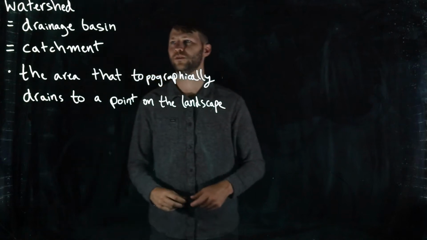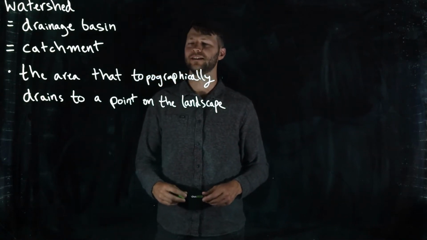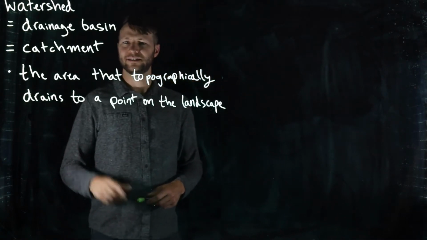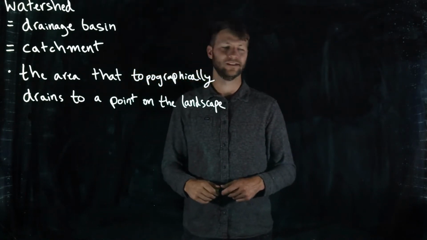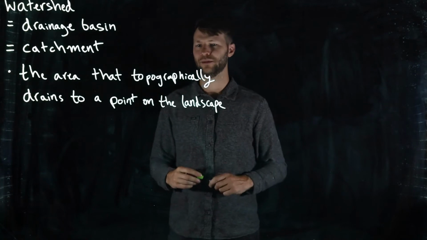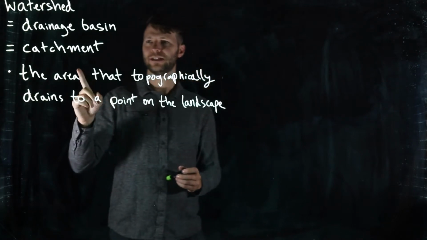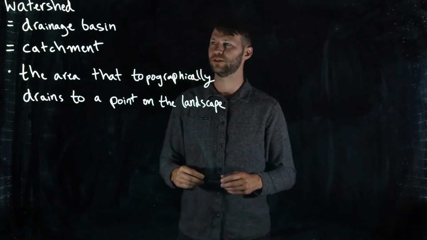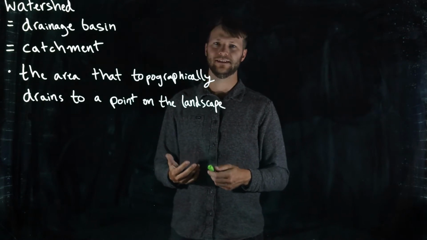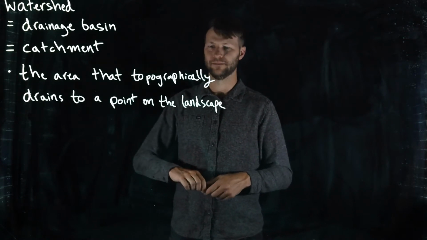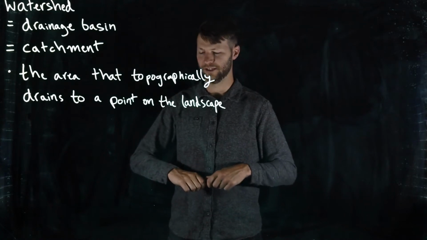Okay, so what is a watershed? A watershed is the area that topographically drains to a point on the landscape. I'm going to draw what that means for you here, but first I want you to be aware that when people use the word watershed, they also will use the words drainage basin and catchment interchangeably. They mean the same thing to most hydrologists.